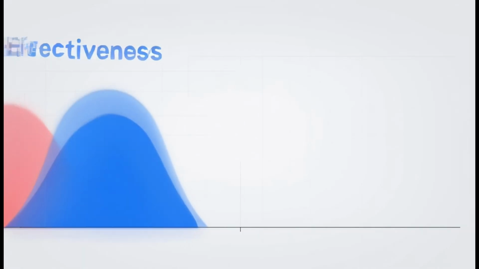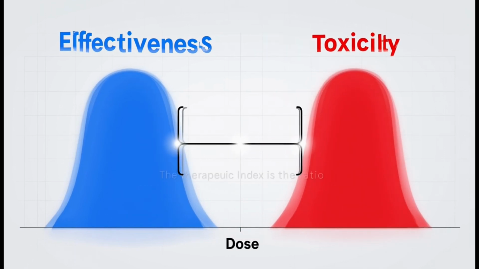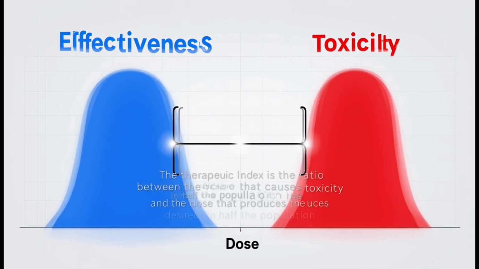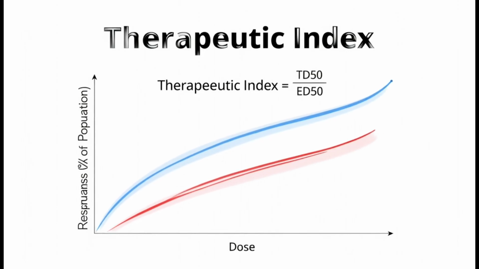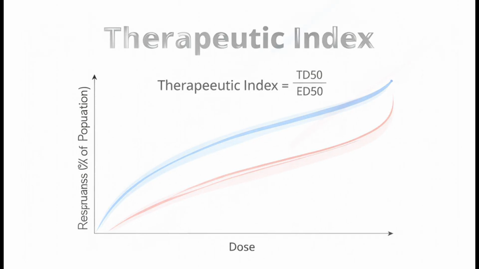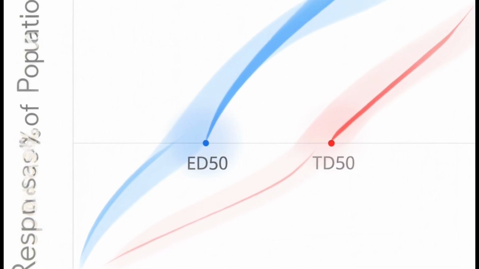The last concept worth covering is the therapeutic index. No two people respond to the exact same dose of a drug in exactly the same way, so we need some way to measure how safe a drug actually is across a population. That's what the therapeutic index gives us. It's the ratio between the dose that causes toxicity in half the population and the dose that produces the desired effect in half the population.